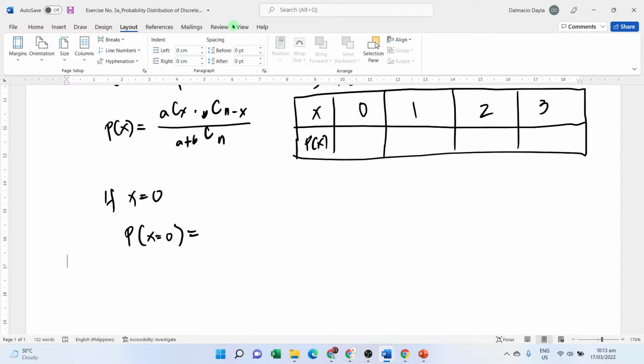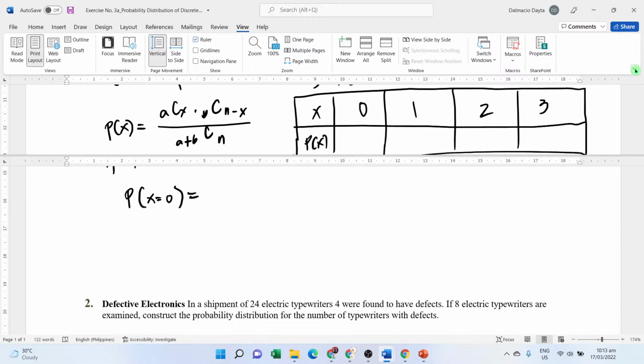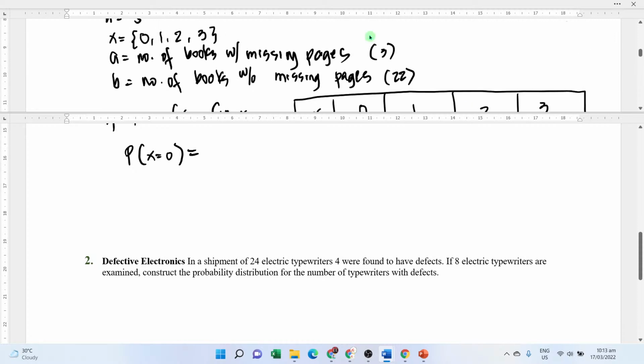Let's split our screen so that we can see that. Wait lang. Let me fix my screen. There. Okay.